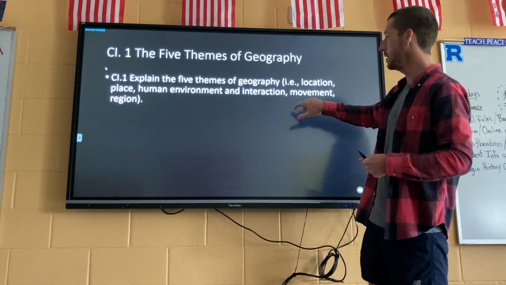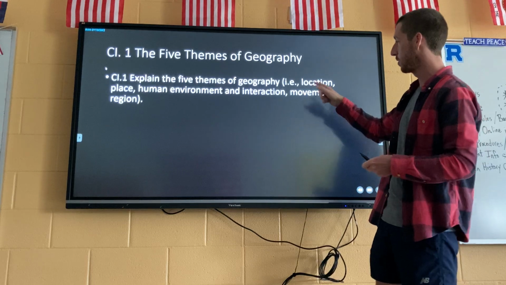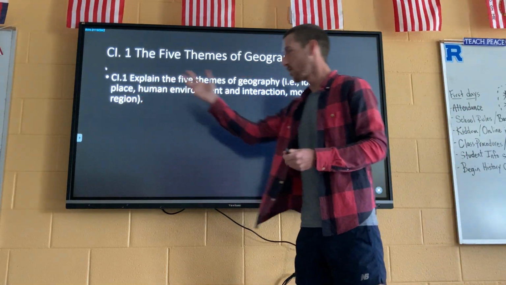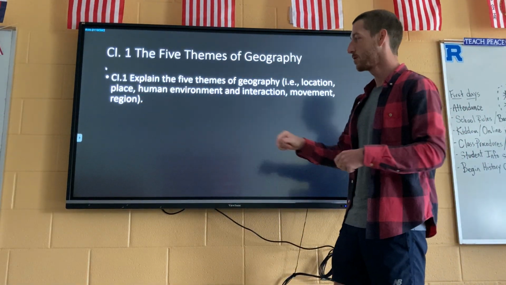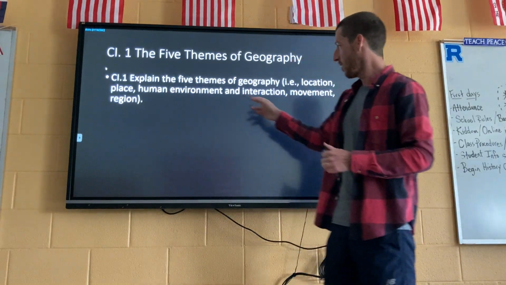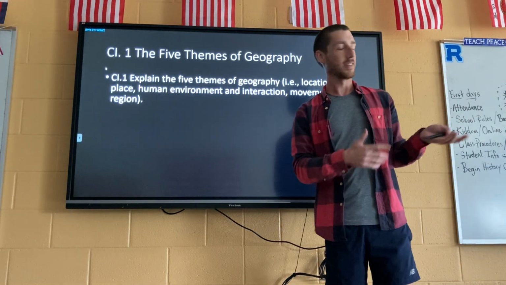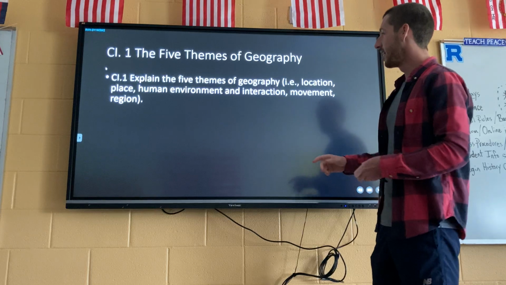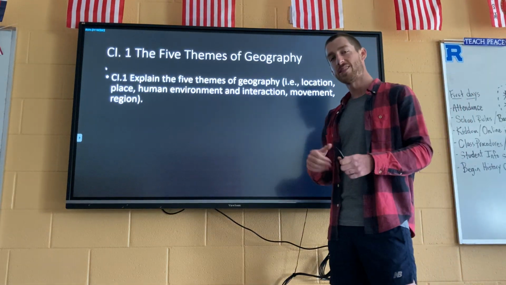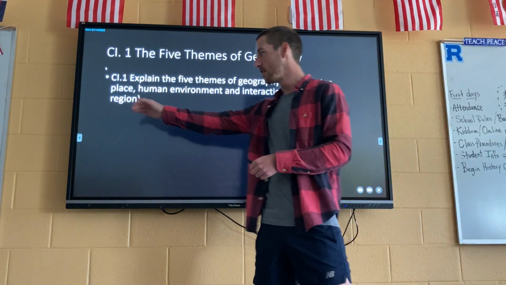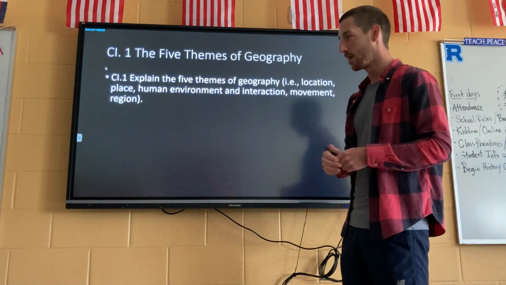Sweet, let's do it. So first of all, the 5 themes are location, place, which sound the same thing, but they're a little bit different. I'll explain why later. Human environment and interaction, in other words, what's outside and what do we do with it. And movement, so when people move places, things change. And lastly, region, and we'll talk about what region actually means when we get there.